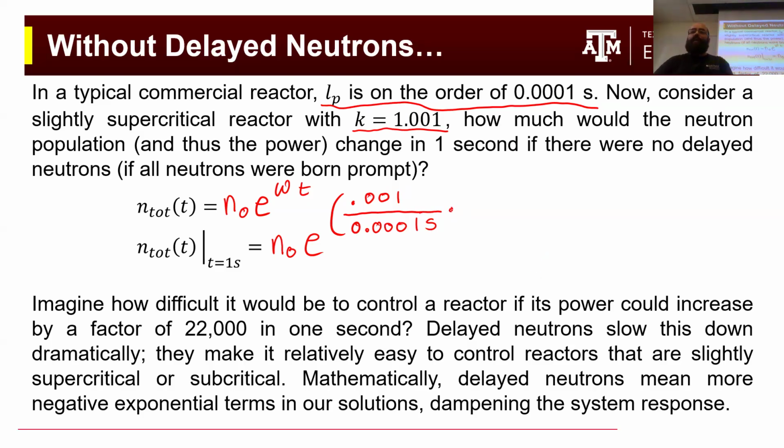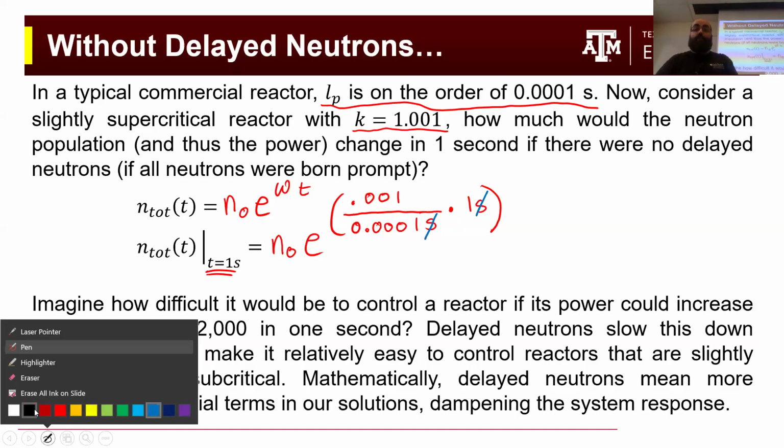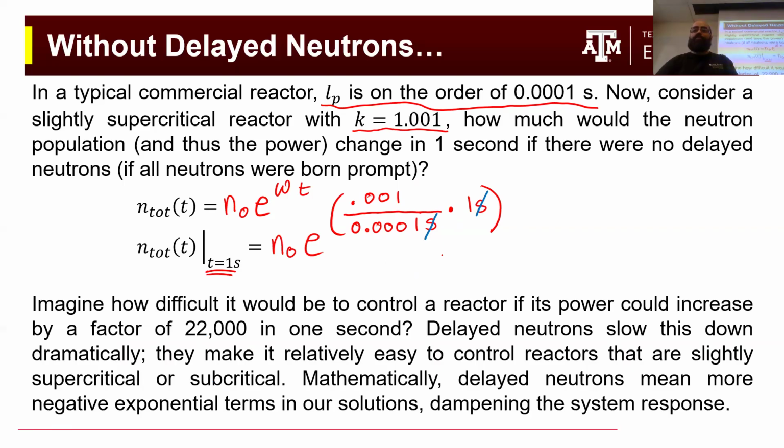And we're evaluating this at 1 second. So in for time, I'm plugging in t equals 1 second. And I want to see that my units cancel, right? The seconds cancel the seconds from the variable t to make sure that there's no units inside of the exponential.